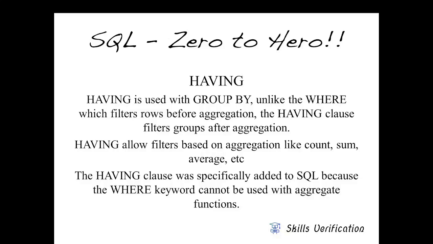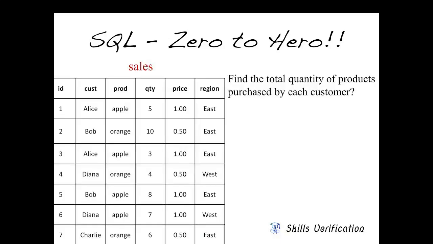The HAVING clause was specifically added to SQL because the WHERE keyword cannot be used with aggregate functions. Take a look at this sales data and ponder over the question being asked. Find the total quantity of products purchased by each customer. From our previous lesson, I bet you realize we have to use the GROUP BY clause to solve this query.